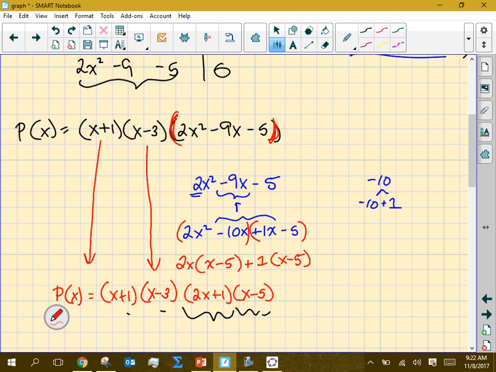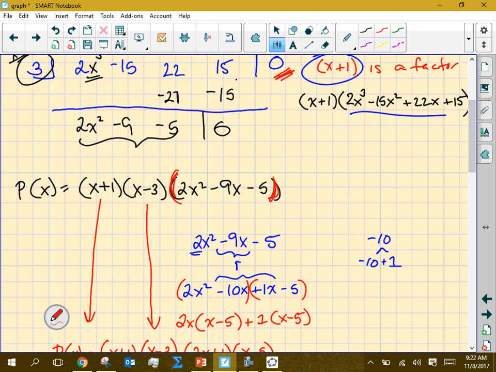So when you answer that question in WebAssign, when the last part says find the other 2 zeros, the other 2 zeros are the zeros that come from 2x plus 1 and x minus 5. And the only way you can get those is if you actually factor. You show me that negative 1 and positive 3 are indeed zeros. Does that kind of make sense?